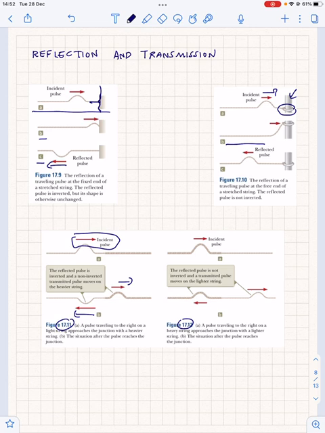For the second one, the incident pulse is coming from the heavier string, and when it encounters the connection between the heavier string and the light string, some of the pulse is reflected, and some of the pulse is transmitted into the light string. And the reflected pulse here is not inverted, like what we have in 17.11.